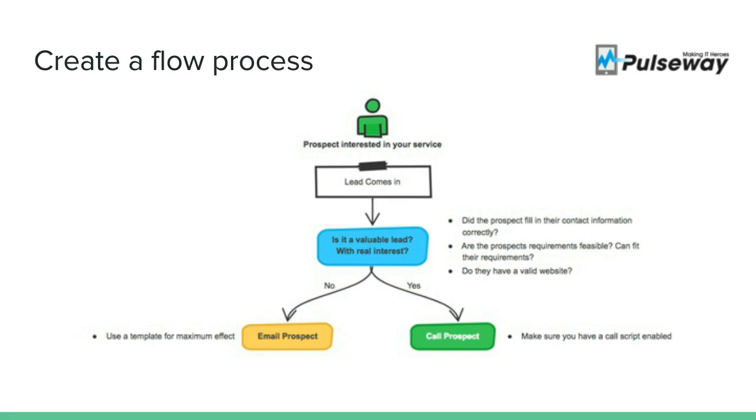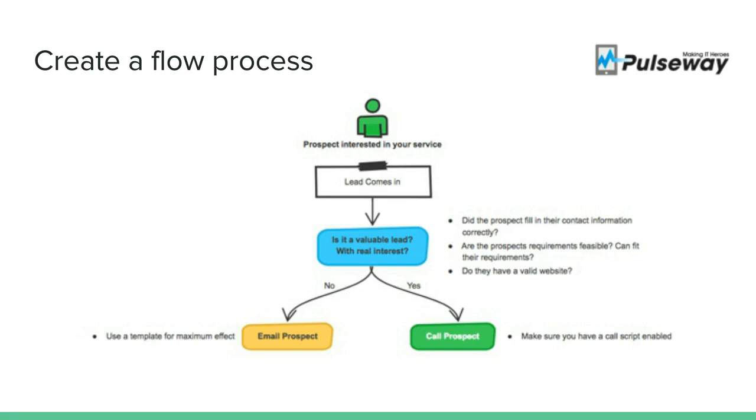Now, as you scale and you get more leads, it's really important to identify what is a valuable lead and what is not a valuable lead, so that your sales team can focus more on valuable prospects. Questions such as, did a prospect fill their contact information correctly? Are the prospect's requirements feasible? Can you provide that service that they're looking for? Do they have a valid website? Do they have a valid email address? Are they using their Gmail email address? Based on that, you'll have a lead flow for your salesperson.